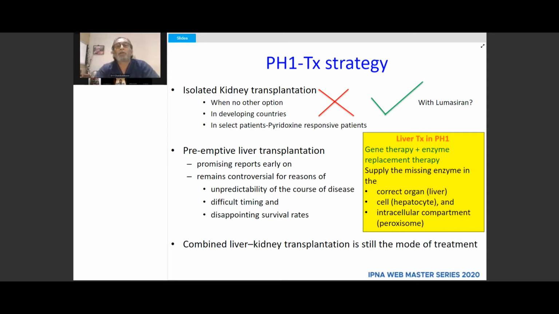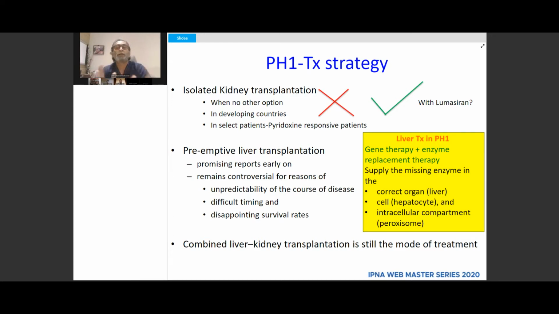Time only will tell, and logistics also comes into play. We don't know how much lumasiran is going to cost. And preemptive liver transplantation, again, had promising reports early on, but remains controversial because of whether you have to do a liver transplant at the time of diagnosis or at a GFR of 60 or 40. There is also unpredictability in the course of the disease, so the timing is going to be difficult, and disappointing survival rates have been noted in preemptive liver transplant patients.